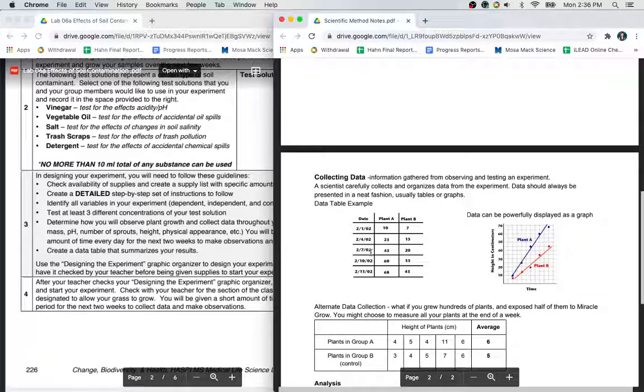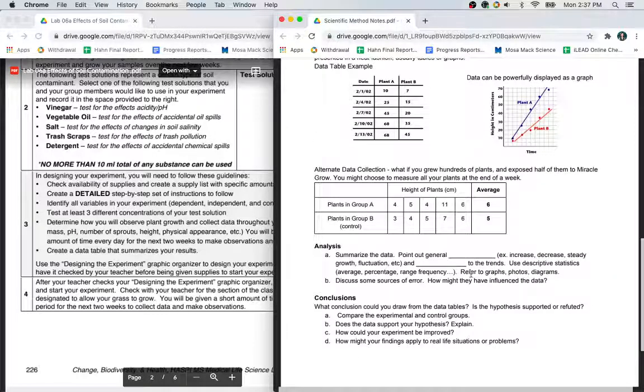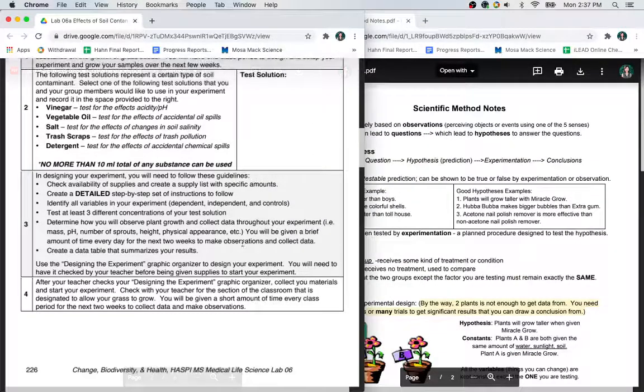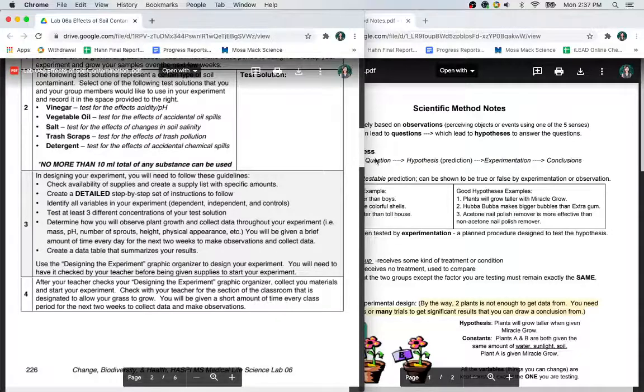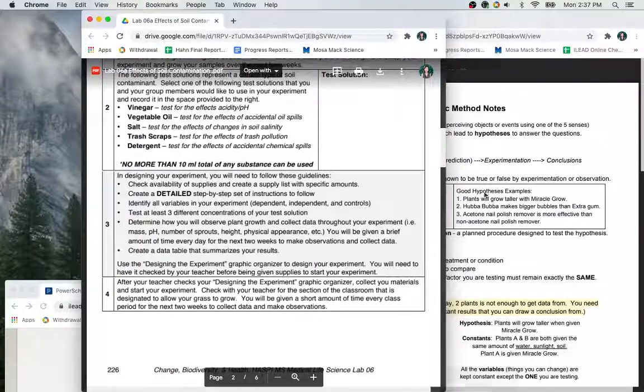And you're going to be collecting data. It could be heights of the plants. It could be also adding some data about their appearance, because if they don't look so good, then you want to note that in your data as well. And then you're going to graph your data. So that's basically how a scientific experiment is supposed to be carried out. So let's take a look at this one that you are going to do.